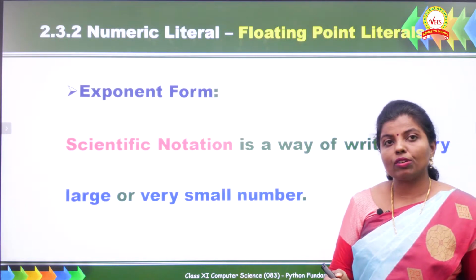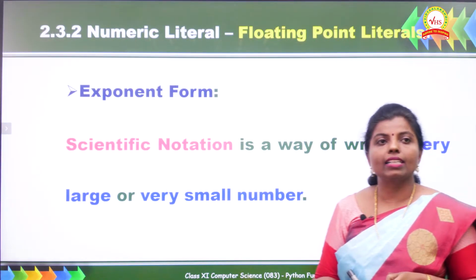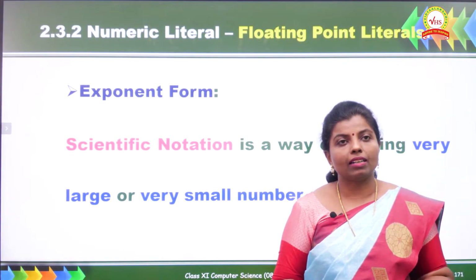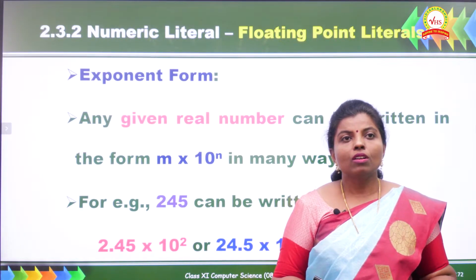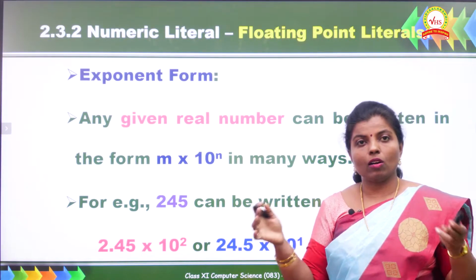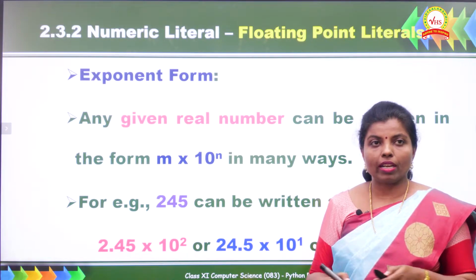So what is scientific notation? It is a way of writing very large and very small numbers. So in an exponent form, when you have to write a very large number or a very small number, how do we write it?